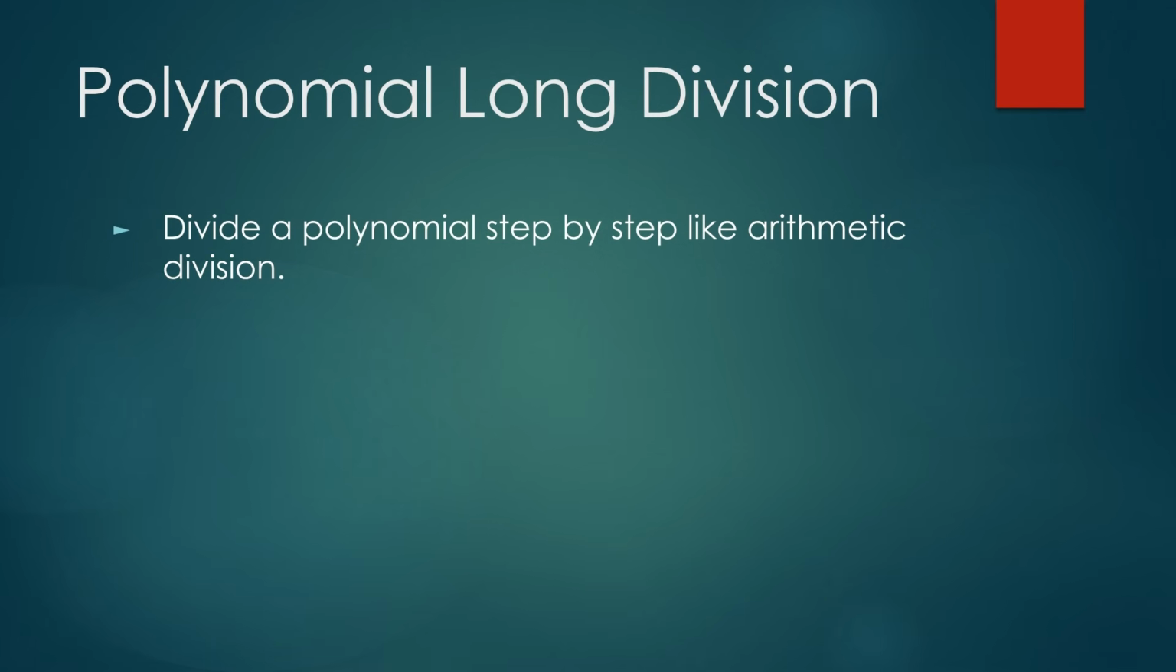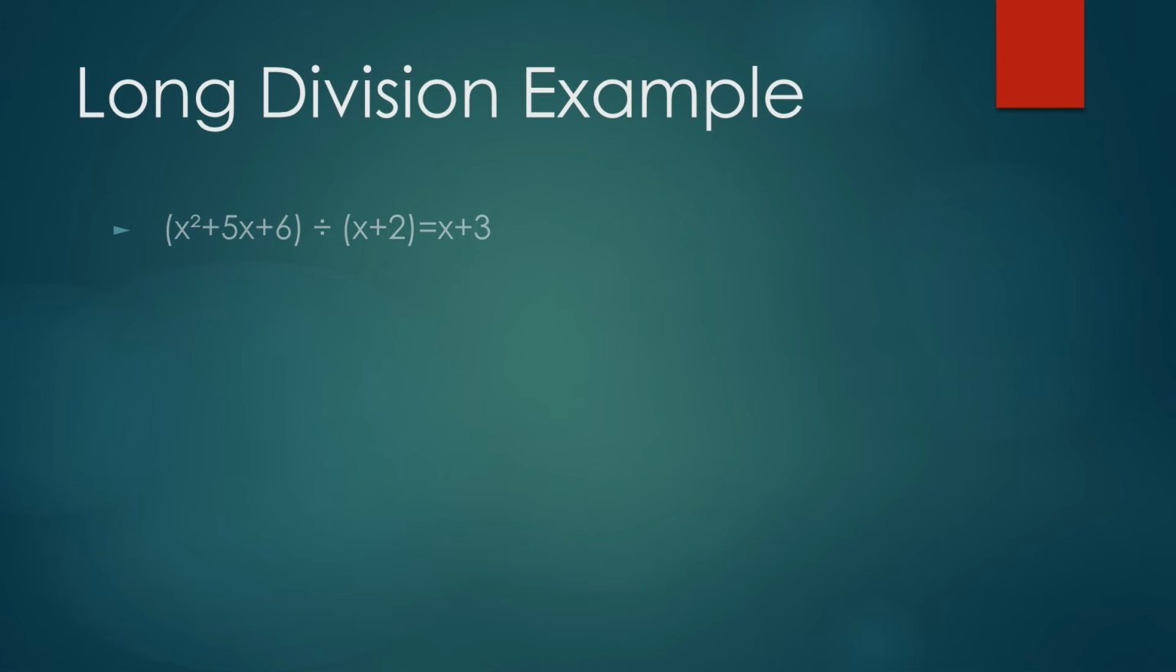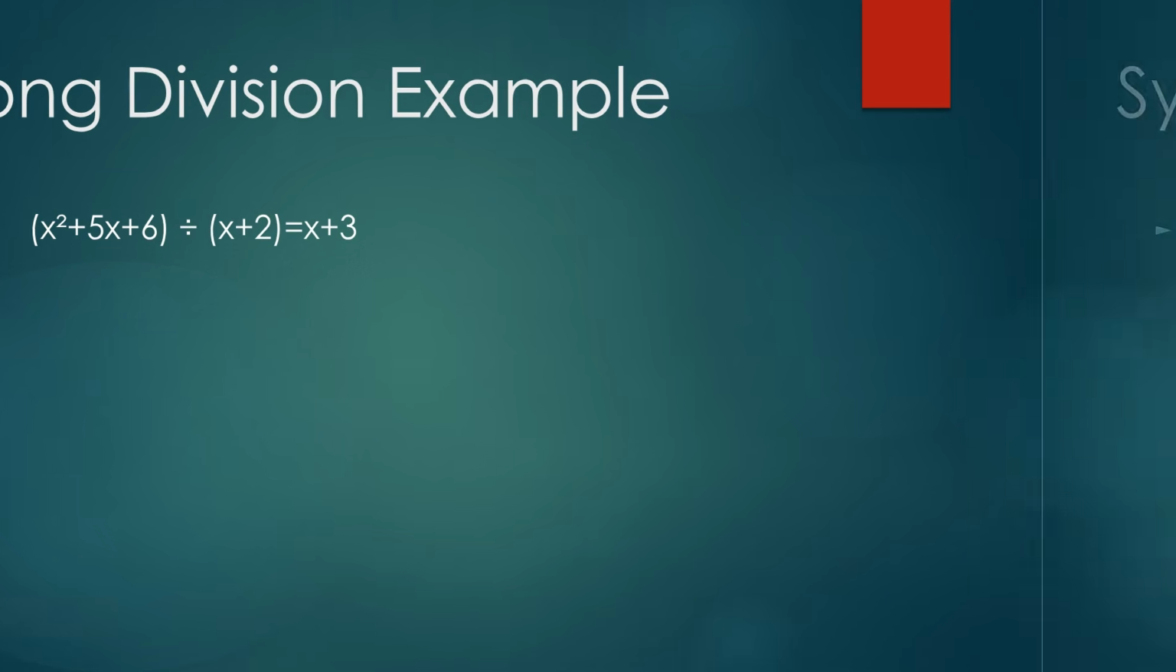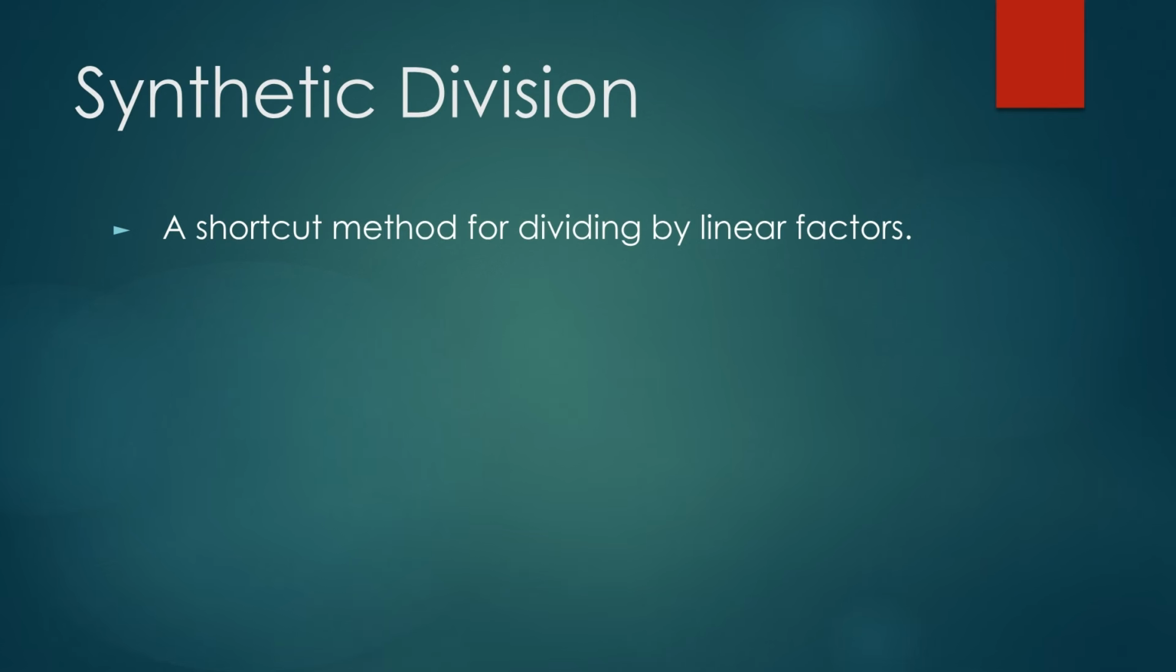Polynomial long division is similar to arithmetic division, allowing you to divide a polynomial step by step to find the quotient and remainder. As an example, dividing x² + 5x + 6 by x + 2 results in a quotient of x + 3. Synthetic division is a shortcut method for polynomial division, but it can only be used when dividing by a linear factor.